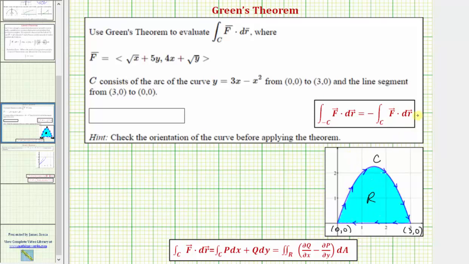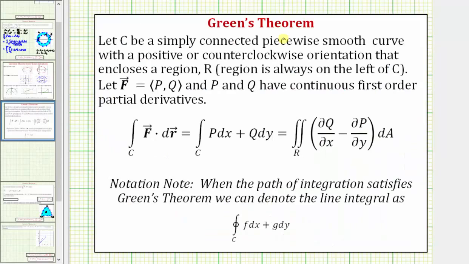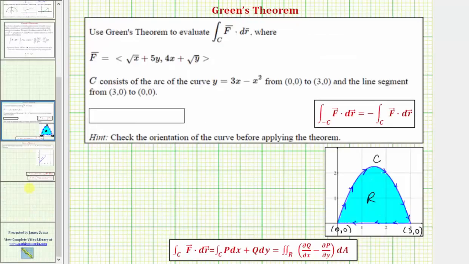For a quick review, Green's theorem states that the curve C must be a simply connected, piecewise smooth curve with a positive or counterclockwise orientation that encloses a region R. If the curve C has a positive orientation, that means the region R would always be on the left side of the curve. So going back to our example, notice how we don't have a positive or counterclockwise orientation, we have a clockwise or negative orientation.